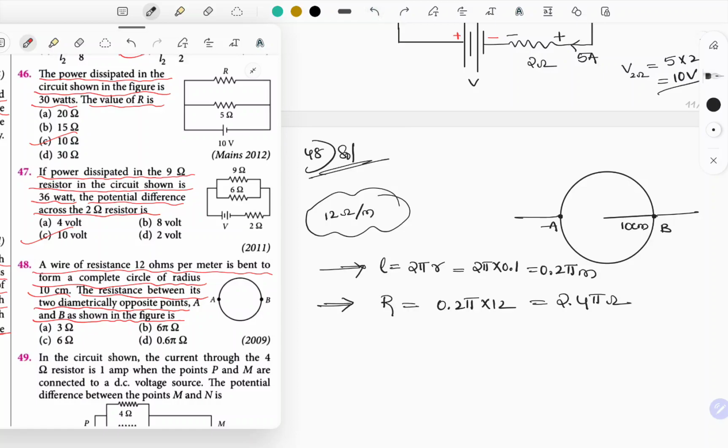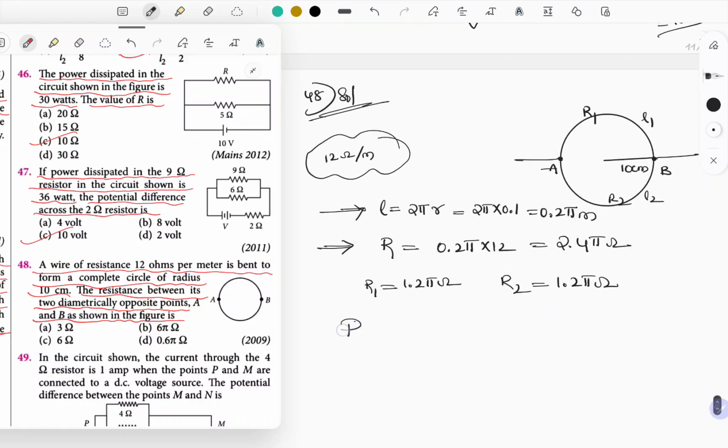Then resistance of each part, let's say this is L1 and this is L2, sorry, and resistance R1, R2. R1 and R2 are of same length, so resistance is going to be 1.2 pi ohm and R2 is also equal to 1.2 pi ohm. As these two are connected in parallel, then R equivalent is going to be 0.6 pi ohm. So based on R equivalent is equal to R by 2 formula.